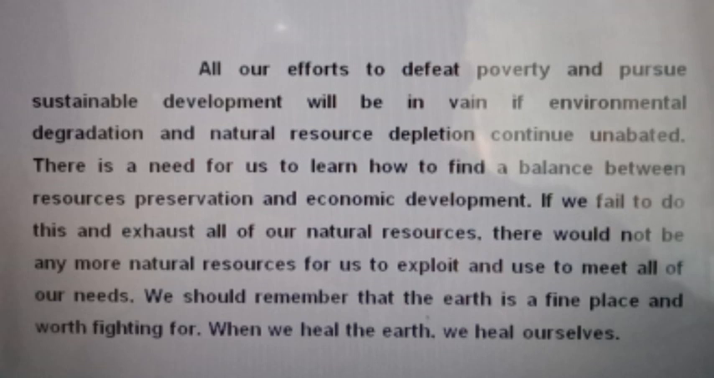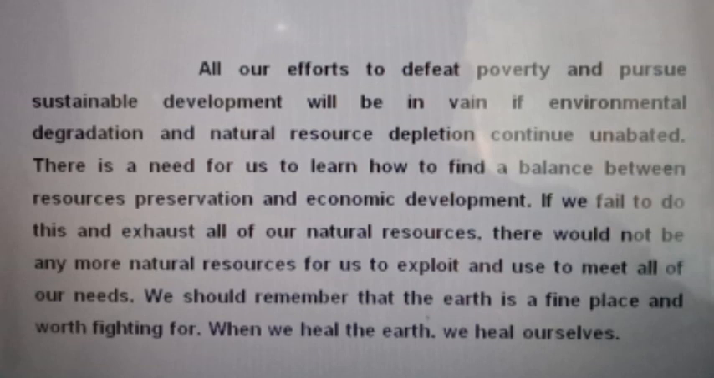Now we will discuss the concluding paragraph of the essay. All our efforts to defeat poverty and pursue sustainable development will be in vain if environmental degradation and natural resource depletion continue unabated. There is a need for us to learn how to find a balance between resource preservation and economic development. If we fail to do this and exhaust all of our natural resources, there would not be any more natural resources for us to exploit and use to meet all of our needs.